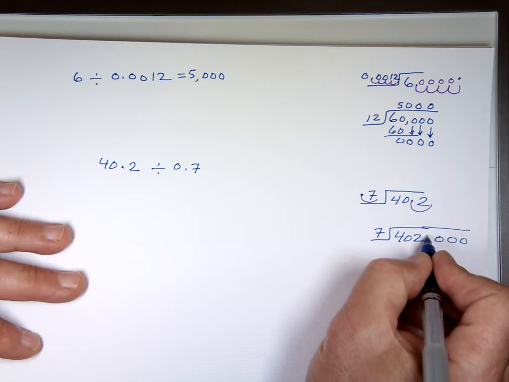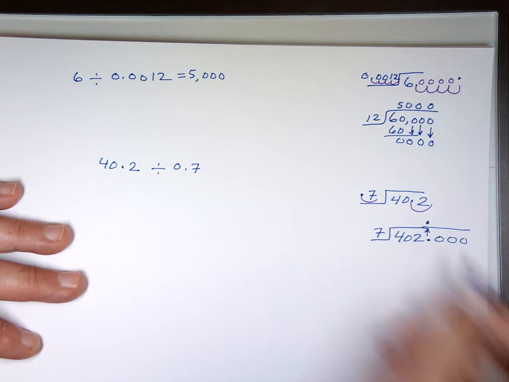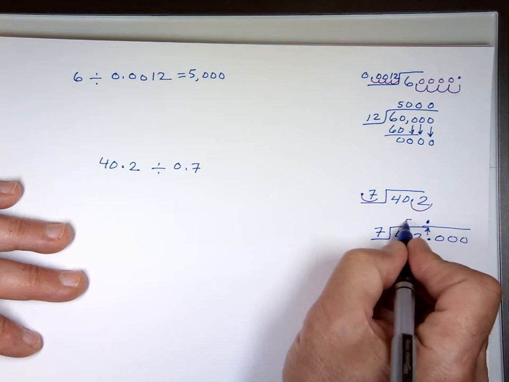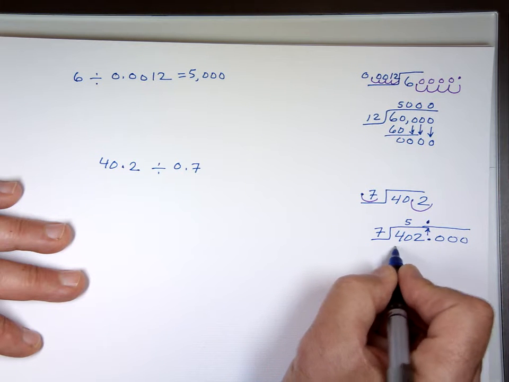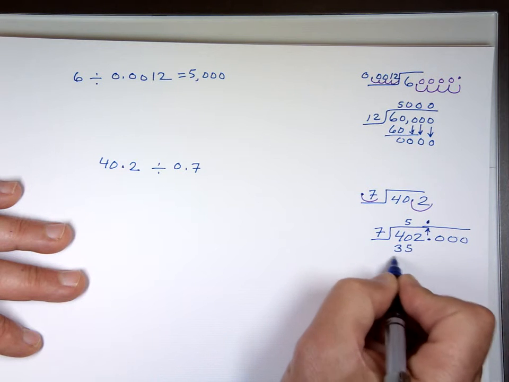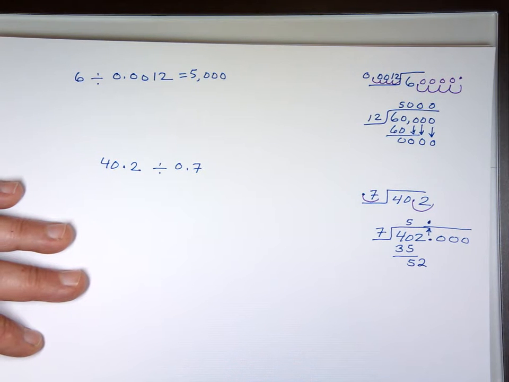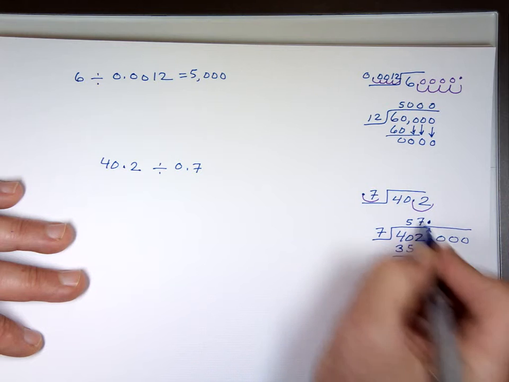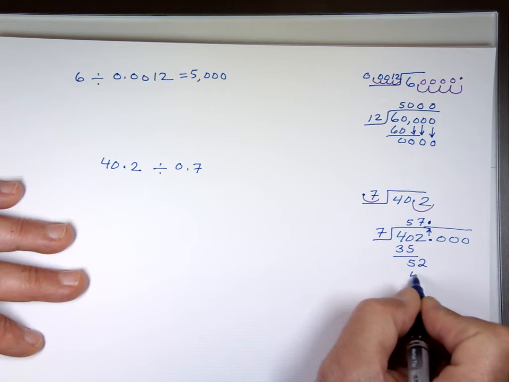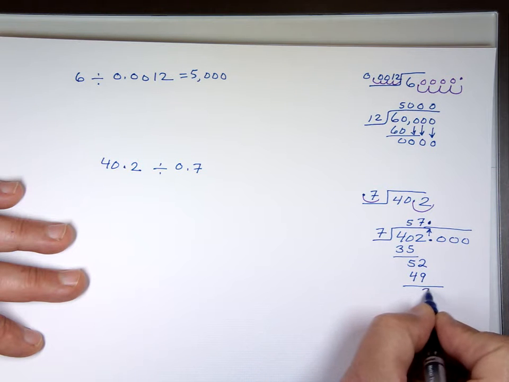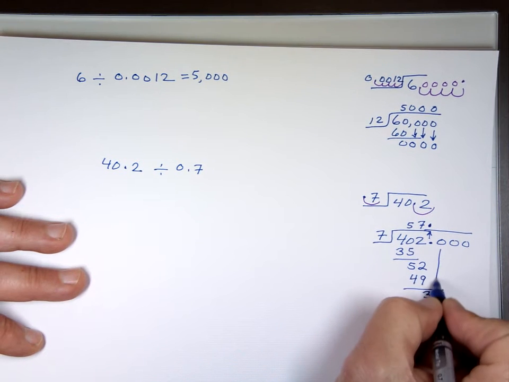Let me move that decimal point up there, just in case I need it. What's 40 divided by 7? 5. 5 times 7? 35. The remainder is 5. Bring that 2 down. Is it 7? 7 times 7? 49. The difference is what? 3. Bring that 0 down.